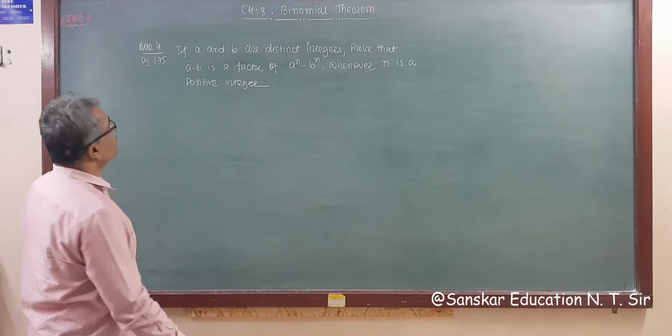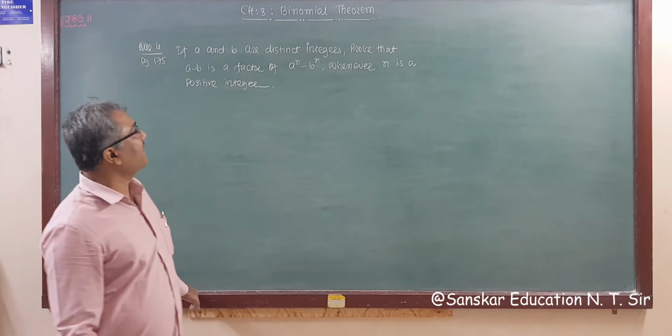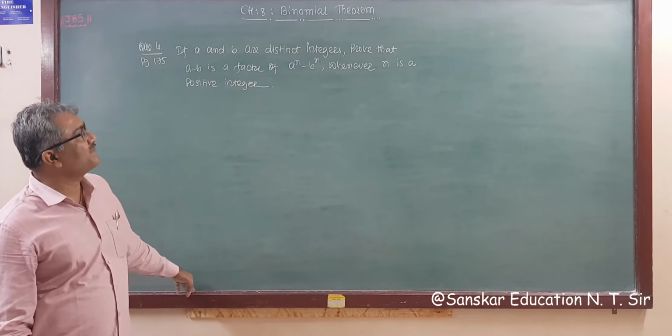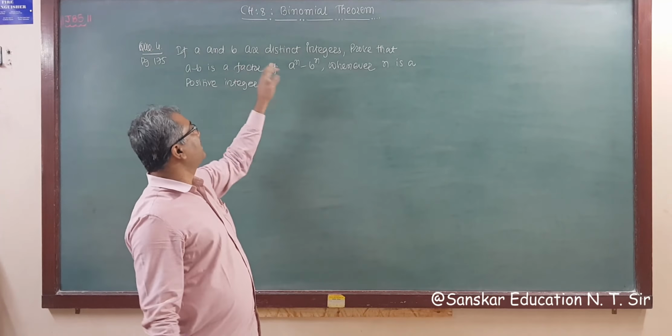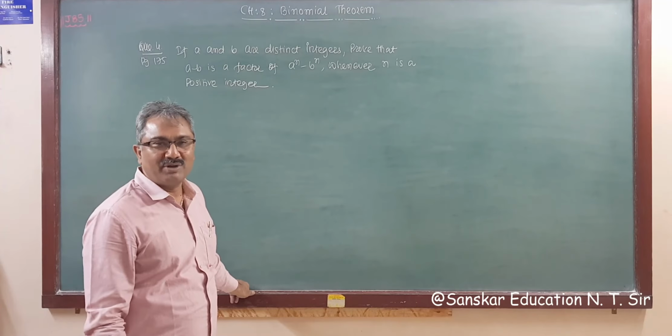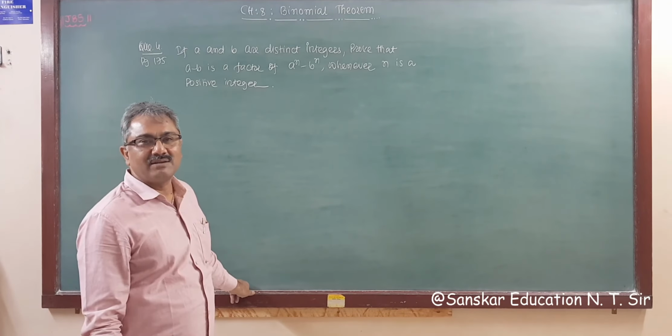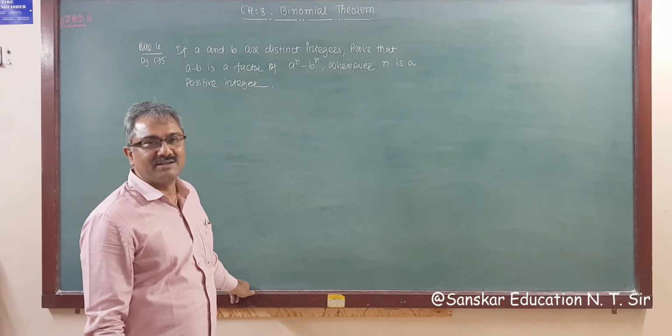So question number 4, and this is the last question of this chapter. If a and b are distinct integers, prove that a minus b is a factor of a raised to n minus b raised to n, whenever n is a positive integer. We prove this type of examples in PMI, principle of mathematical induction, but using binomial theorem we have to prove this, right?